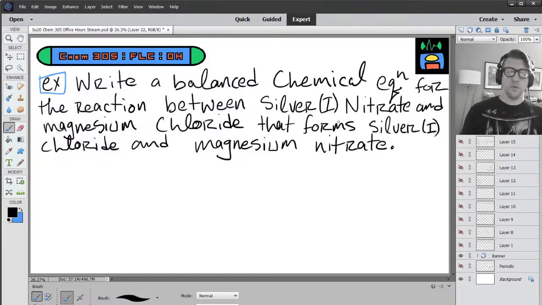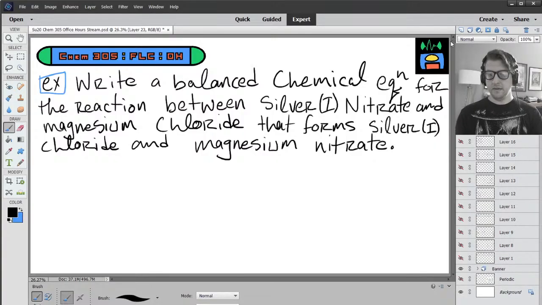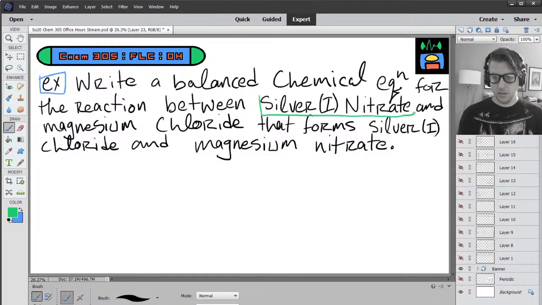All right, so here we have a reaction between silver nitrate and magnesium chloride, forming silver chloride and magnesium nitrate. We need to balance this chemical equation. So first off, let's look at our reactants.